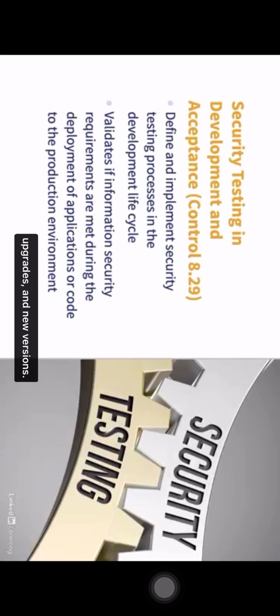Control 8.29 is security testing in development and acceptance. It requires your organization to define and implement security testing processes in the development lifecycle. The purpose of this control is to validate if information security requirements are met during the deployment of applications or code to the production environment. This testing should be done for new information systems, upgrades, and new versions.